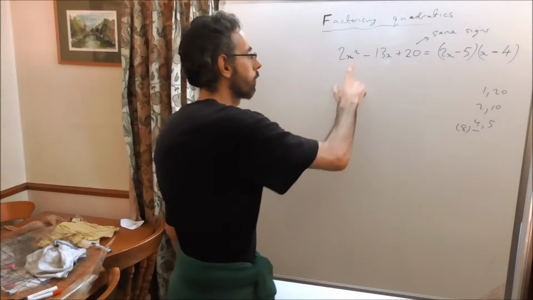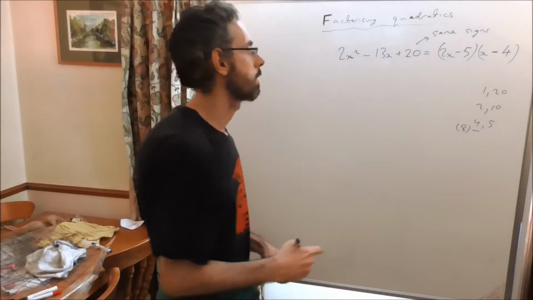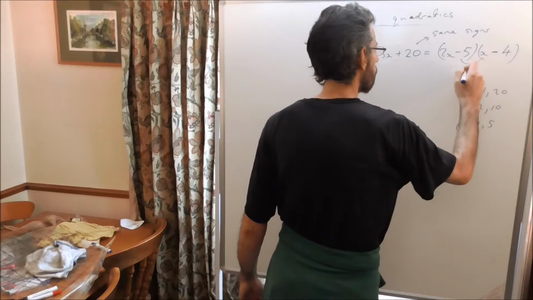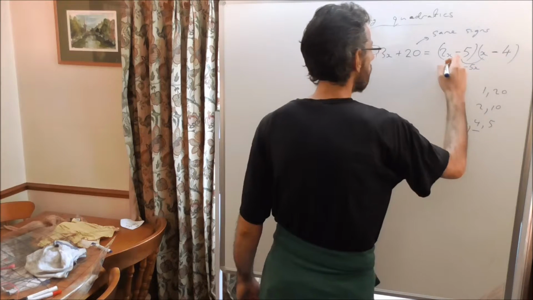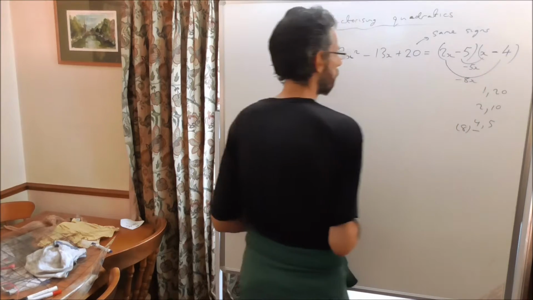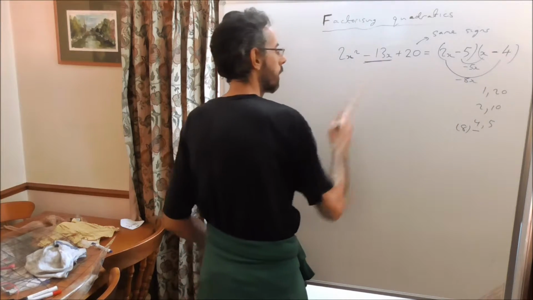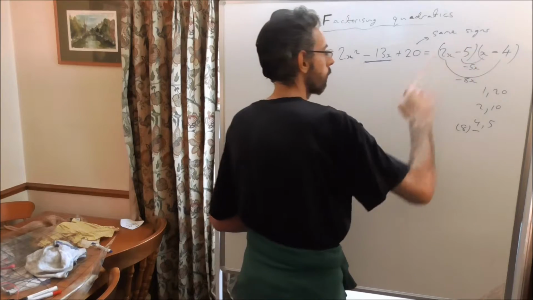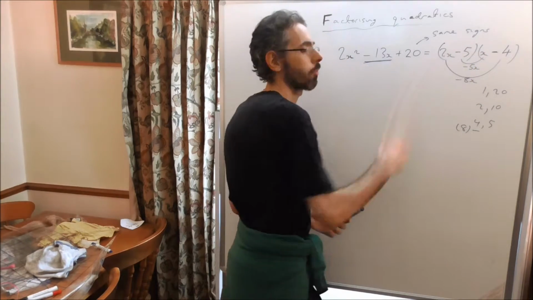Let's just check we do get minus 13x when we expand the brackets. So minus 5 times x is minus 5x. 2x times minus 4 is minus 8x. Minus 5x plus minus 8x is minus 13x. So that's correct: 2x minus 5 times x minus 4.